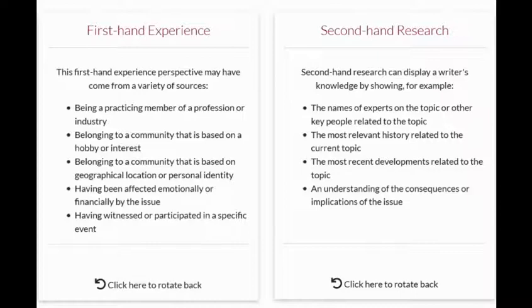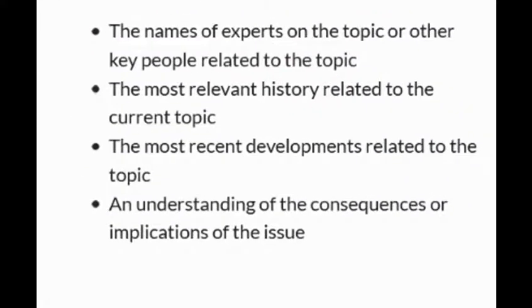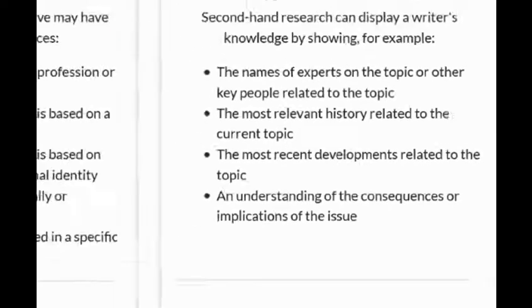Secondhand research can display a writer's knowledge by showing that they have studied and understand the names of experts on the topic or are familiar with other key people related to the topic. Maybe they have studied and are able to write knowledgeably about the most relevant history related to this topic. Are they aware of recent developments in the field? Do they understand the consequences and implications that are related to this issue?